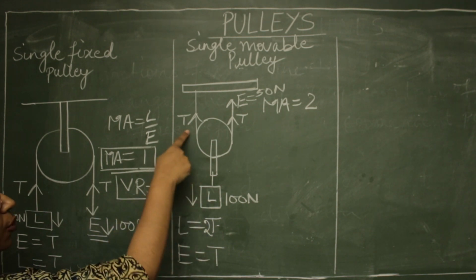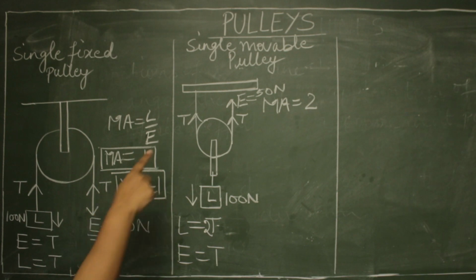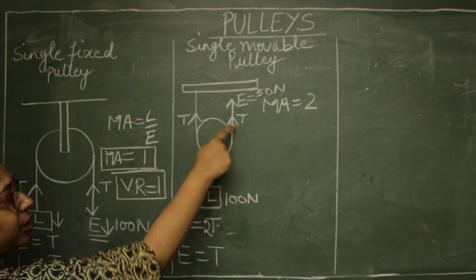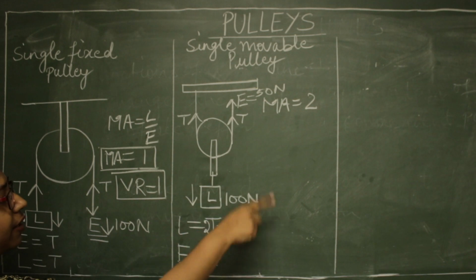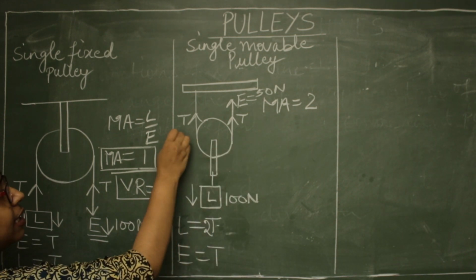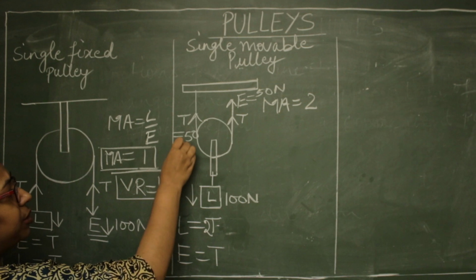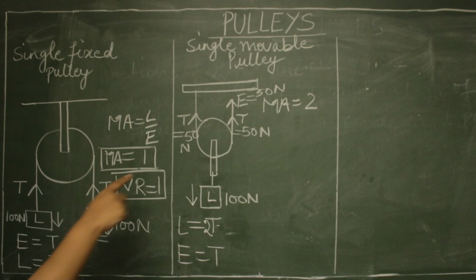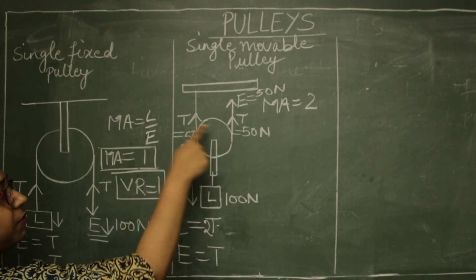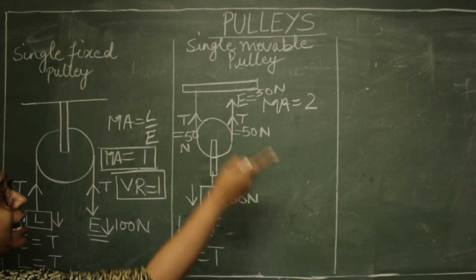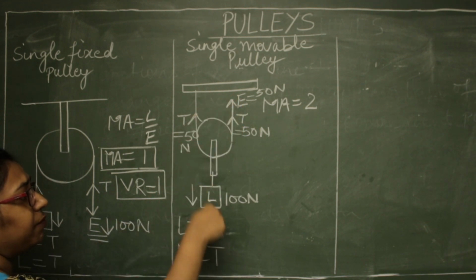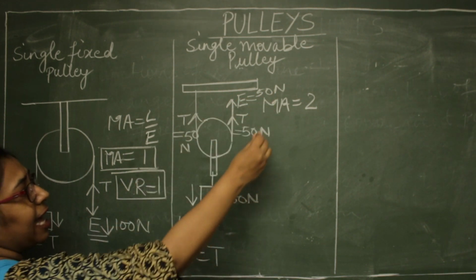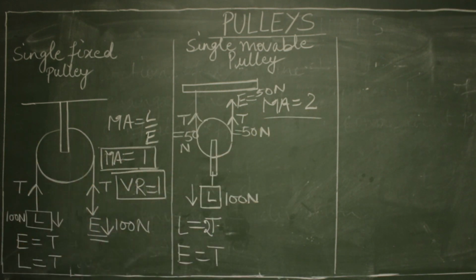The load is supported by two strings. That means the value of tension on both the strings is the same, which means that this 100 Newton is equally divided into 2, equals 50 Newton, and this will also be equal to 50 Newton. That means tension on each rope is 50 Newton, which is again lesser than the total load, and hence the effort which you apply to lift this load will also be less, and this is why this particular pulley will be considered as a force multiplier.